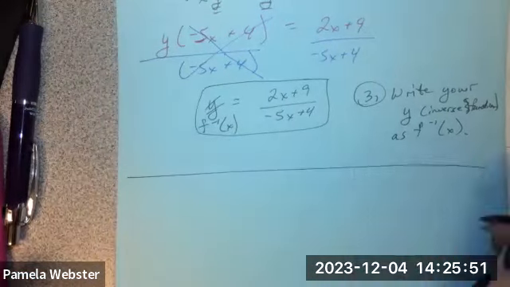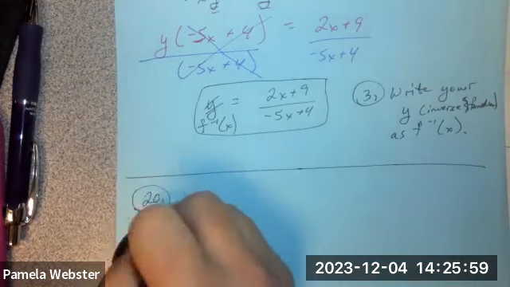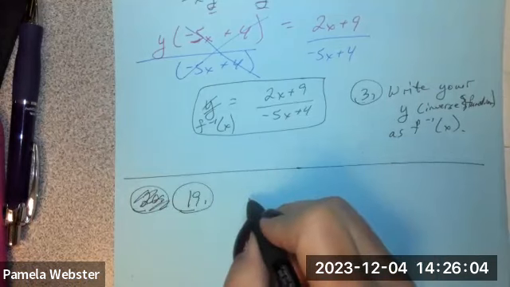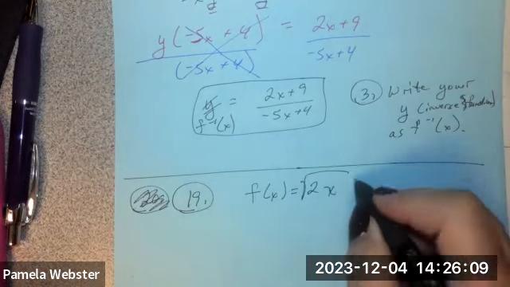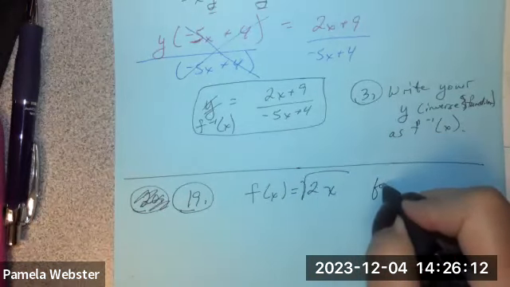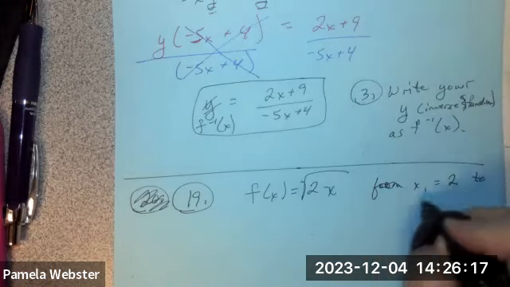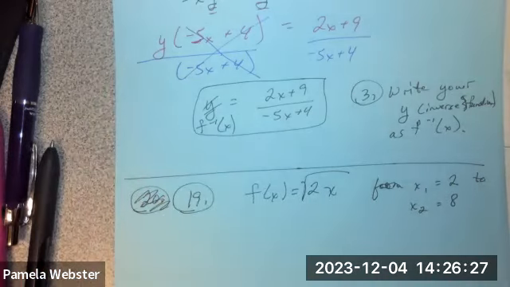I'm very certain there will be an average rate of change question on your test, and I just want to make sure we're good at it. And again, I see 19 actually has a square root in it. So let me do 19. f of x equals the square root of 2x, from x1 equals 2 to x2 equals 8. So what it says is find the average rate of change between x1 and x2. And this was out of chapter 2.4, section 2.4.